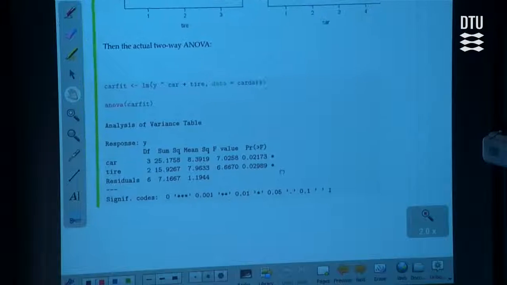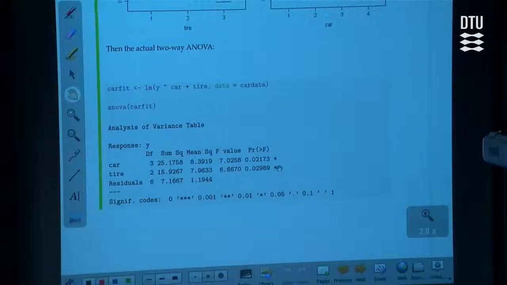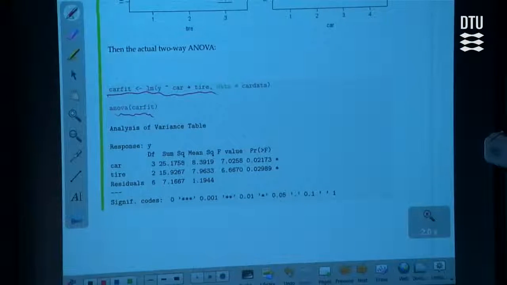Then now we do the analysis, right? I do the analysis. I run the ANOVA. I do the LM, as you've seen already.